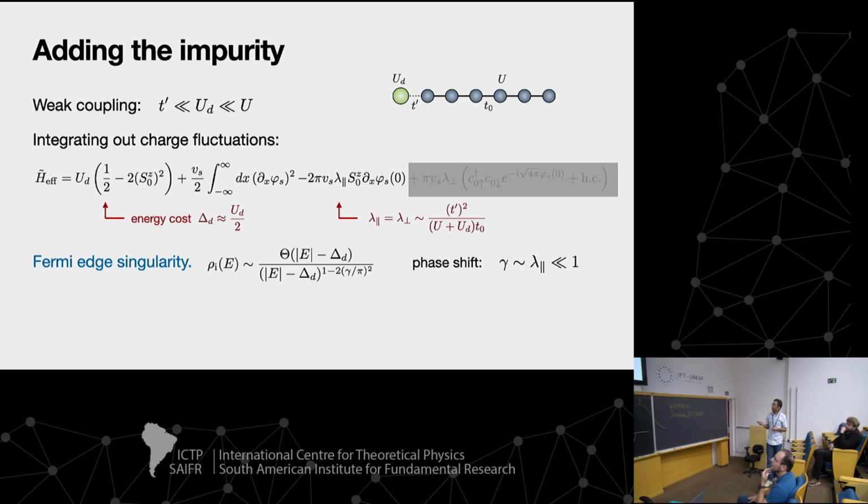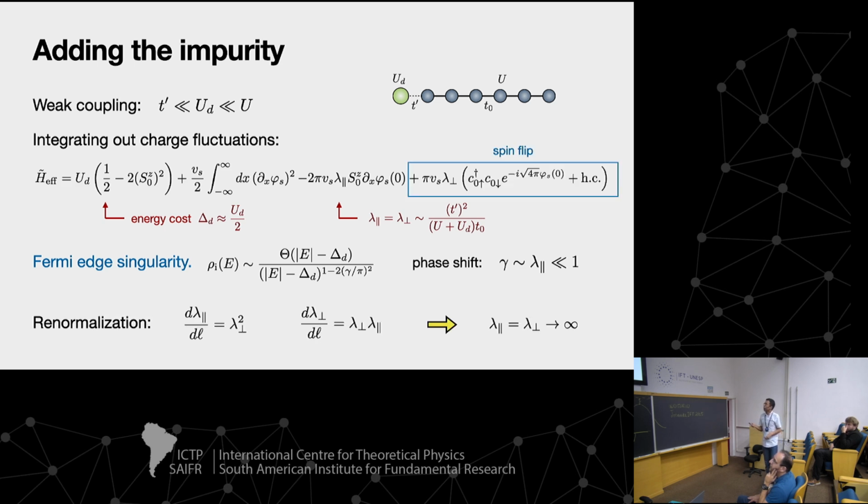So, which here I have rewritten in the usual language of Fermi edge singularity. This is related to the phase shift for scattering of this effective potential, which is small in the weak coupling limit. But of course, you cannot neglect this. This is an important part of the Kondo effect. These are the spin flip processes that renormalize the Kondo interaction.